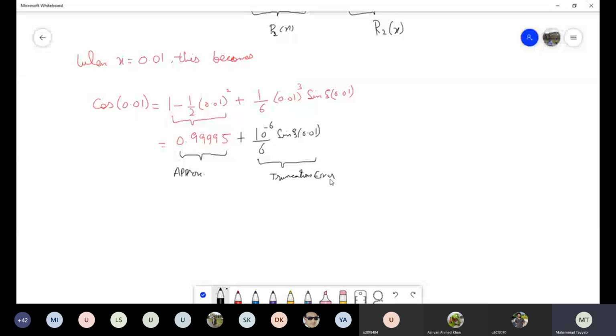Truncation error, or the remainder term. If I only talk about this term, which is 10 raised to power minus 6 divided by 6 sine of xi 0.01, I will further simplify it.